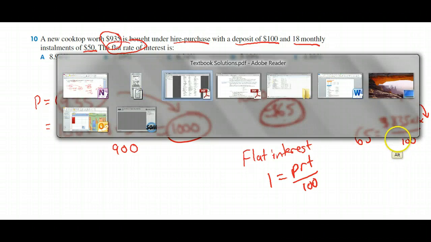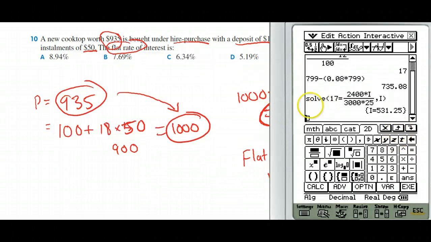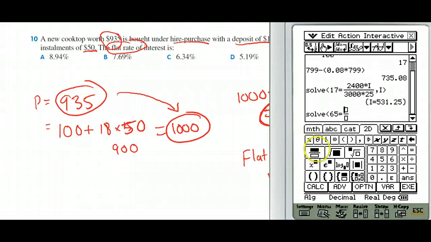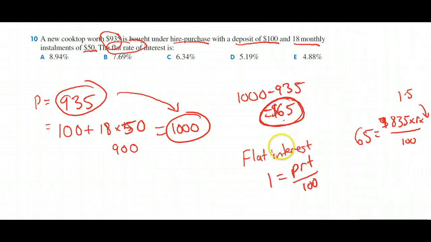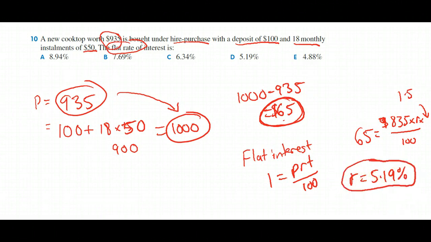Alright, let's put it into the calculator and solve. So this is another solve function, and this time the amount of interest is 65, and that equals 835 times the interest rate we don't know, and the amount of time is 1.5, it's all over 100, comma, R is what we want to know. Let's solve for R. R is 5.19%. And that is this answer here, D.